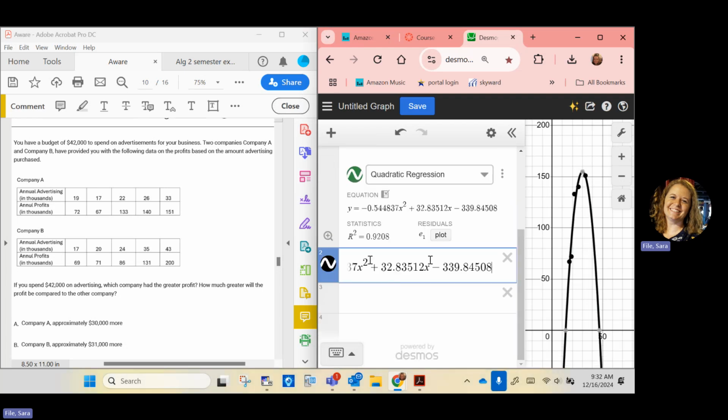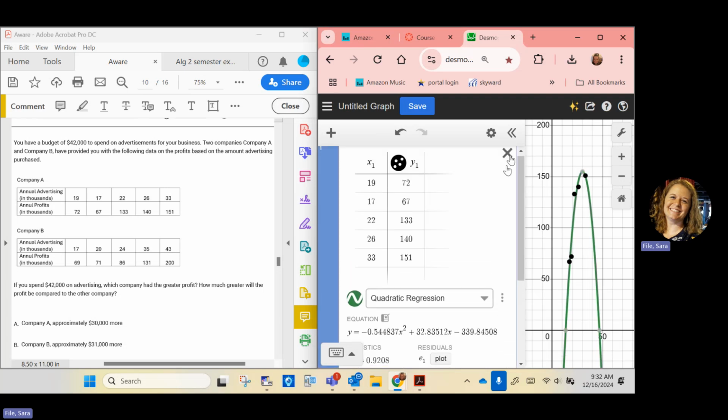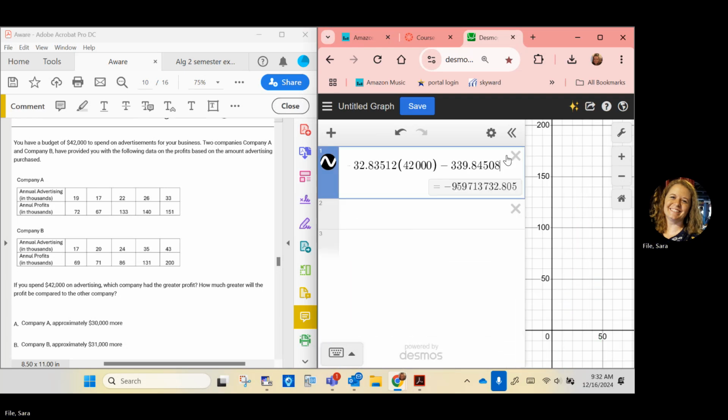So let's do it by actually plugging in the number. In place of X, I'm going to put 42,000. X is in 2 places here, so make sure you plug it in both places. All right, so that's what we get for company A. Now I'm going to get rid of this up here. Okay, so that's company A.